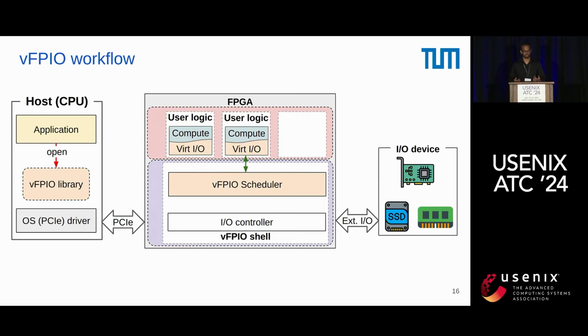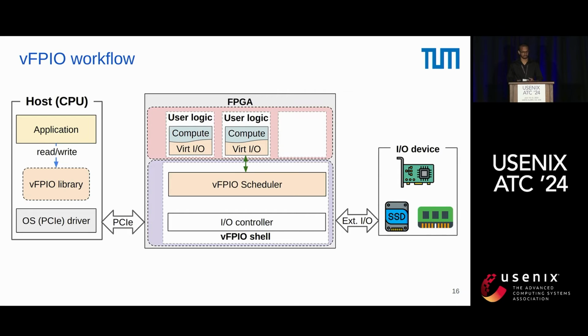Next, the application invokes the open API call into the vFPIO library, and this does two things. First of all, it performs a priority configuration into the scheduler, and it basically makes the user logic be of higher priority in the FPGA. And additionally, it performs I/O configuration, wherein it creates an I/O path between the user logic and the target I/O device.